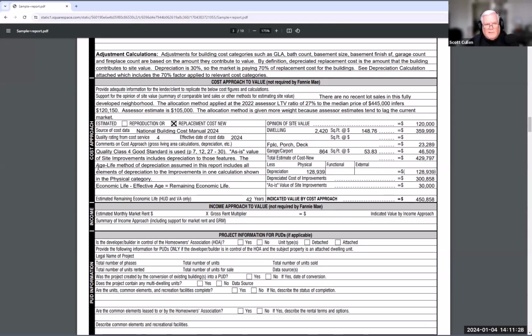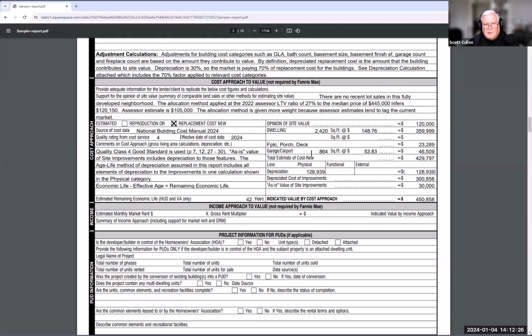You just put it in as the depreciated cost of the improvements. And then the age life method of depreciation assumed in this report includes all elements of depreciation to the improvements in one calculation shown in the physical category. So I put it here, but that includes physical, functional, and external. All of them go here. And then I just make the statement: economic life minus effective age equals remaining economic life.